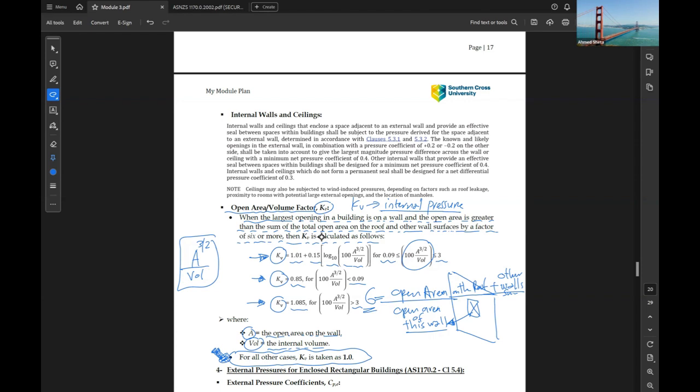Okay, so this is generally the value of KV, which can be taken as 1 if the value of this percentage is less than 6, which is the total open areas over the open area of the designed wall.